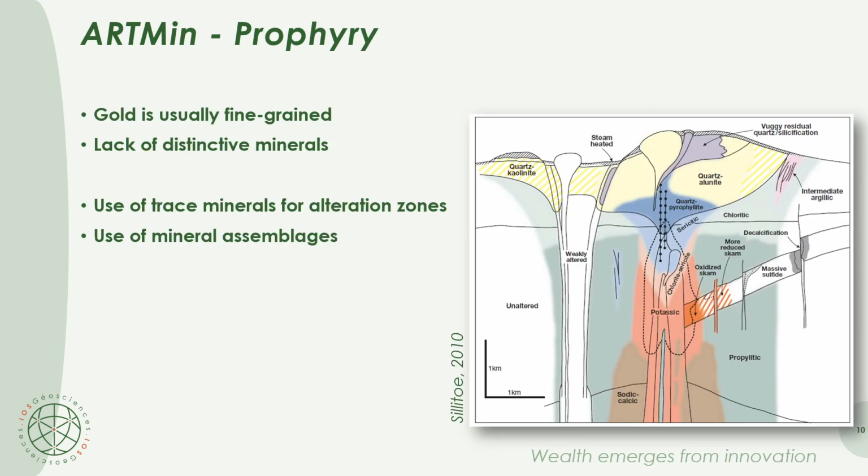Porphyry is another interesting system, because in that, gold is usually fine-grained, which is really difficult to see even with a binocular. There's no real distinctive minerals. In that case, what we do is we use trace minerals for the alteration zone. And even then, they're either a light mineral or they come in really in trace. So instead of using one mineral, we use an assemblage.